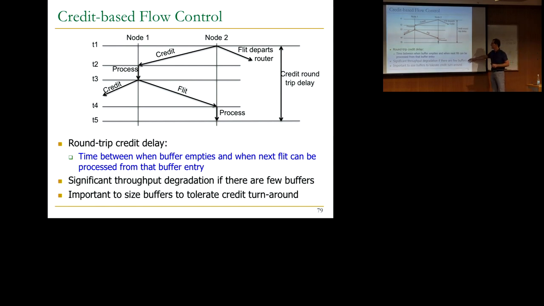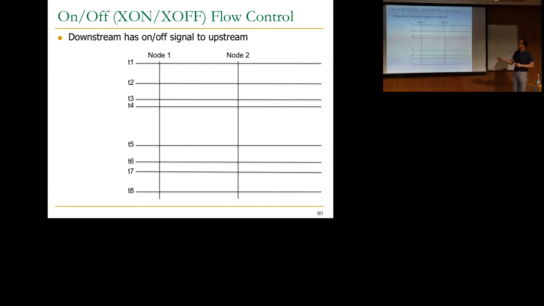And it leads to significant throughput degradation if there are a few buffers, so you need to size your buffers to ensure that that credit turnaround time is taken into account. And that leads to big buffers, basically. Even though you could have gotten away with small buffers, this overhead of managing the buffers actually leads to big buffers. This is another example, on and off flow control.